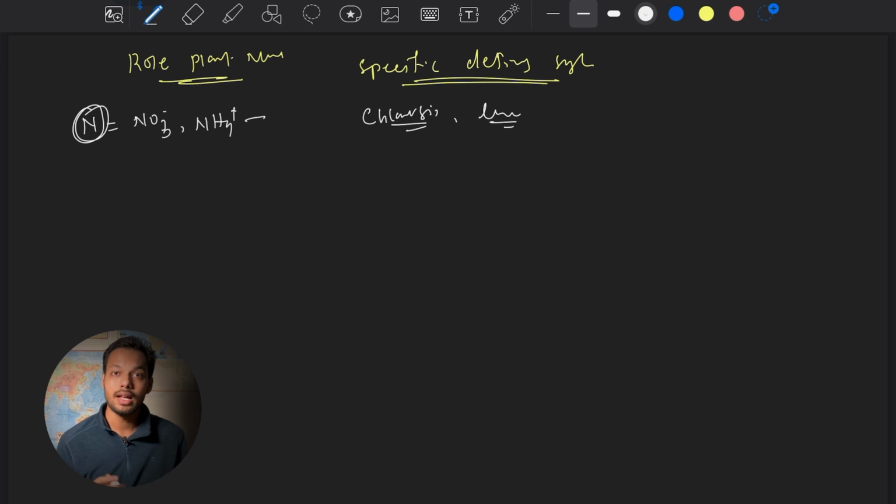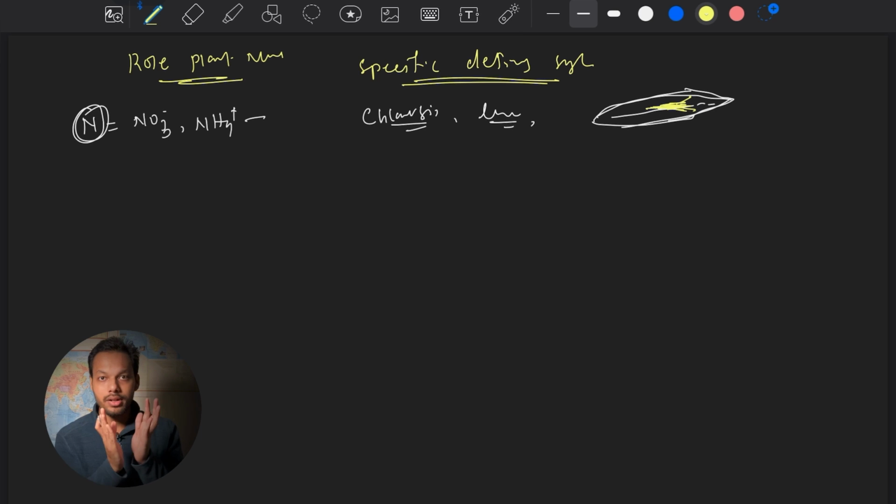As it is a highly mobile nutrient, you will find the deficiency symptom at the lower leaves, right. In case of nitrogen deficiency, the yellowing or chlorosis symptom starts from the midrib of the leaf and moves towards the margin. Okay, remember this.